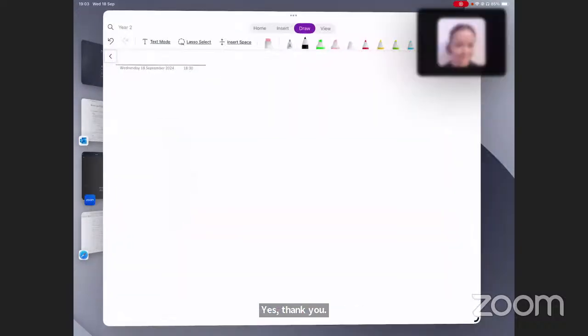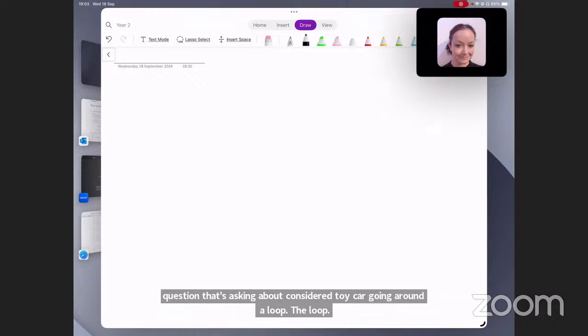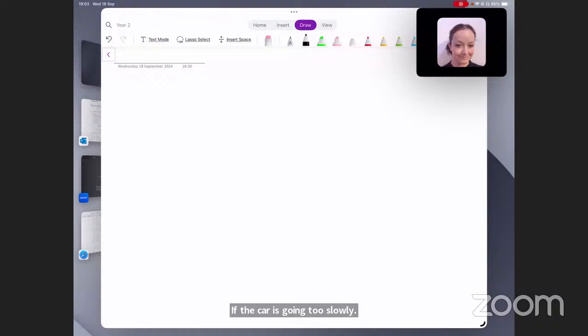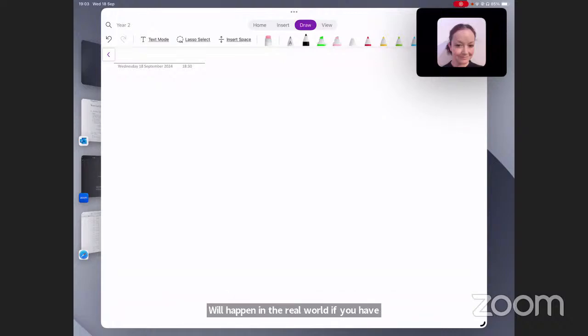So I'll be going through question 2. This is the question that's asking about a toy car going around a loop-de-loop. If the car is going too slowly around the loop, at some point it will fall off. You can use your intuition to think about what will happen in the real world if you have a toy car going around the loop. The first part of the question asks if the car started at rest on a downwards ramp, which was initially at the same height as the loop, would the car make it around safely? I can't draw a better diagram than the one that's given.